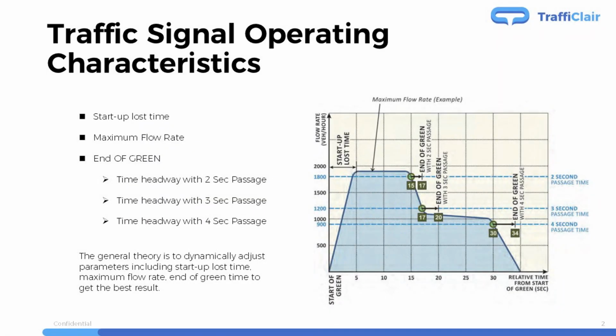This slide shows the principle of traffic signal operating characteristics. It includes several parameters such as startup loss time, maximum flow rate, and end of green. You will see that while the headway increases from 2 seconds to 3 seconds, the maximum flow rate will decrease. While it goes up to 4 seconds, the maximum flow rate continues to drop. The general idea is to dynamically adjust parameters, including the above, to optimize the maximum flow rate.